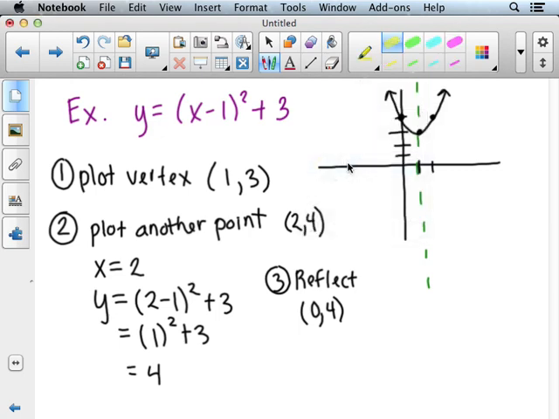So again, first plot the vertex. You get the vertex from thinking about your shifts: to the right 1, up 3.